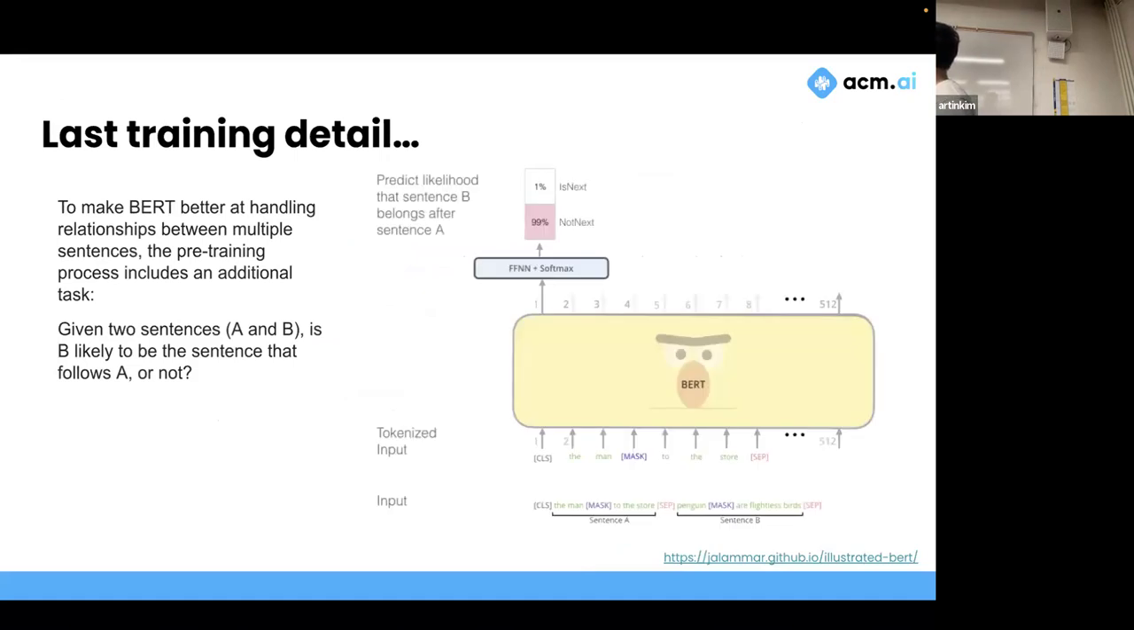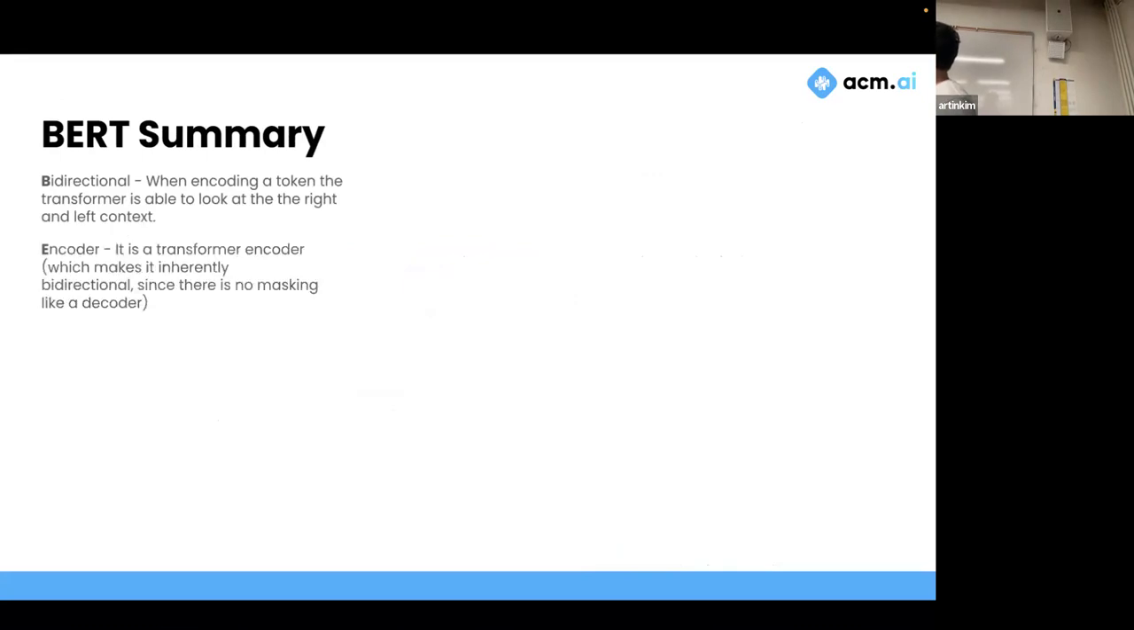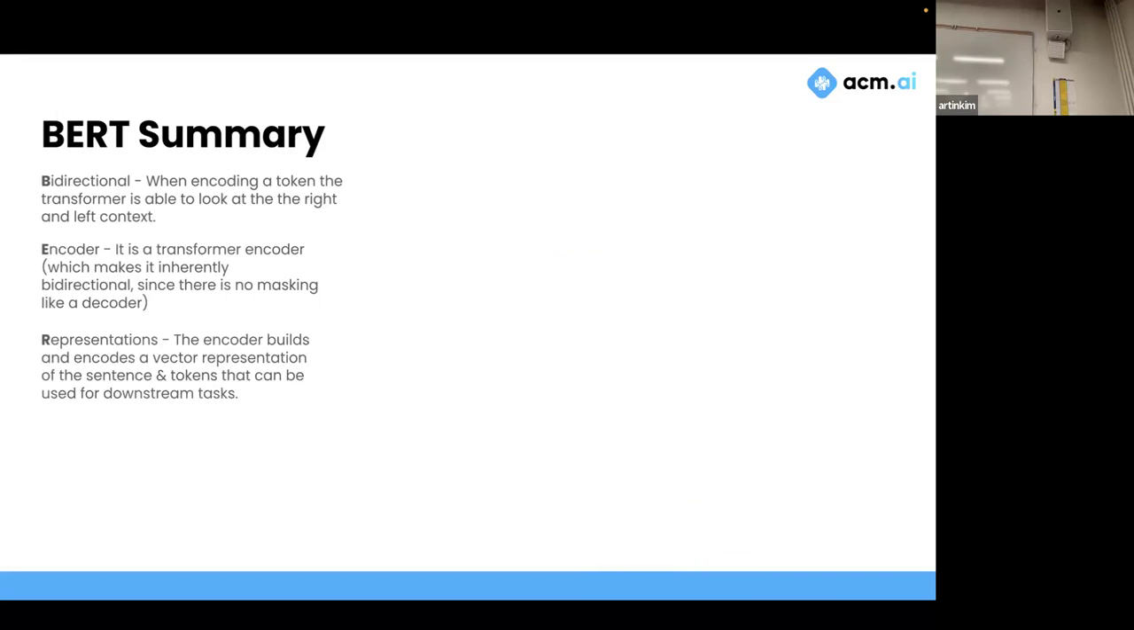That's another training task, we can skip that. But BERT summary: it's called BERT for bidirectional in that it attends to the words on either side of it. Encoder, because it encodes. Representations, because it encodes vector representations. And then transformer, because it's a transformer. So BERT stands for Bidirectional Encoder Representations from Transformers. That's the paper name.